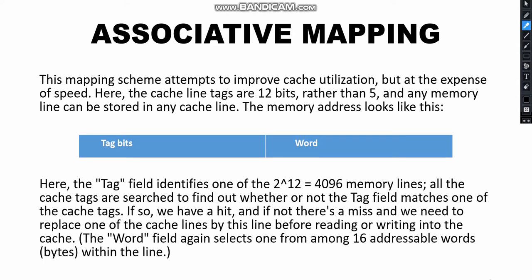Now, besides its advantages, it also has some disadvantages. The main disadvantage in associative mapping is that the hardware complexity becomes larger, because in each line we have to place one comparator. So as more comparators are required, the complexity of the hardware becomes more, that is, the cost becomes more. So this is a major flaw in associative mapping.